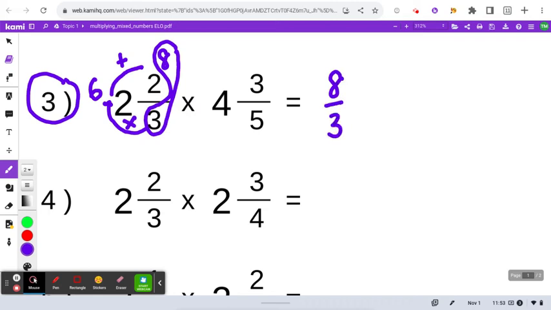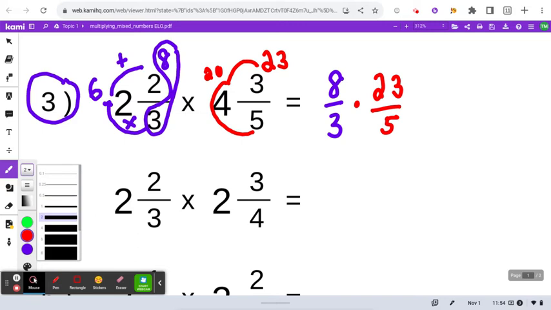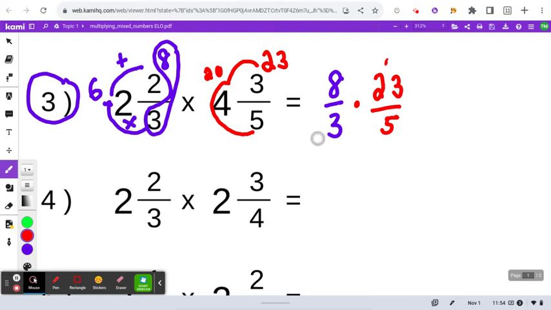Then I'm going to do the backward C for the next one. So 5 times 4 is 20, and then 20 plus 3 is 23. So I'm going to have for this one 23 fifths. Now from there you can look if you can cross cancel, and with the numbers 23 and 3 you're not able to cross cancel. Same thing with 8 and 5. The only common factors for those are 1. So I'm just going to need to multiply going across.